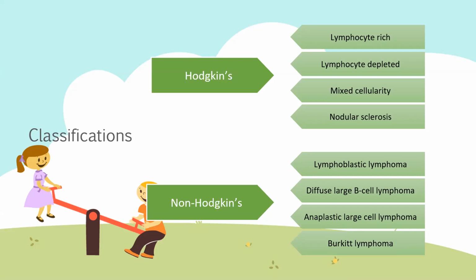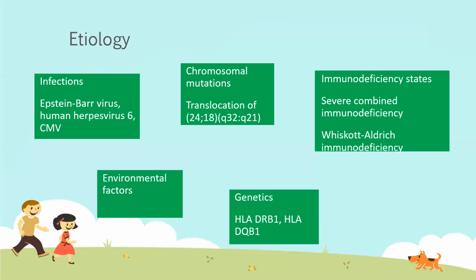Then non-Hodgkin lymphoma has a lot of subtypes, but in this slide, I listed the common types in pediatrics, which are lymphoblastic lymphoma, diffuse large B-cell lymphoma, anaplastic large cell lymphoma, and also Burkitt lymphoma. Next. After that, let's talk briefly about the causes and the risk factors of lymphoma.